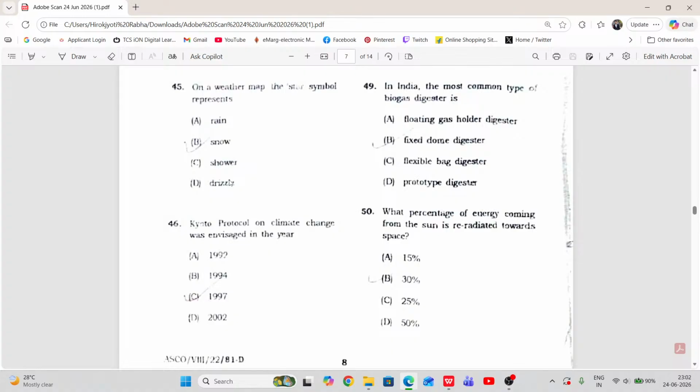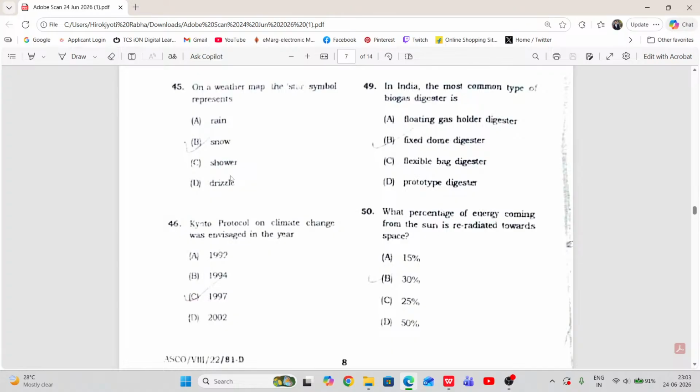What percentage of energy coming from the sun is radiated back toward space? 30%. Ideal wind speed for the wind turbine is 3 to 25 m/s. Top coal production: China. Petroleum production: USA. Petroleum deposit: Saudi Arabia. Potential water power: Greenland.